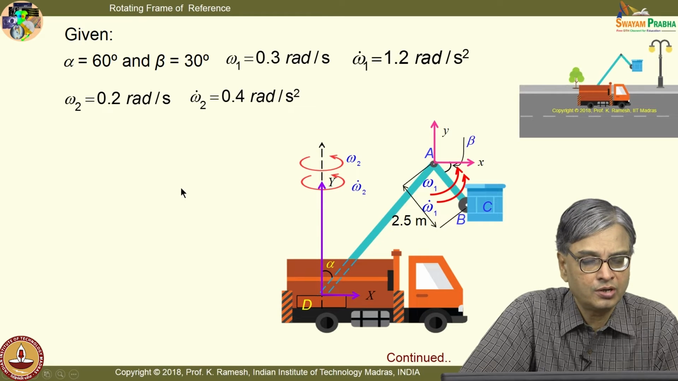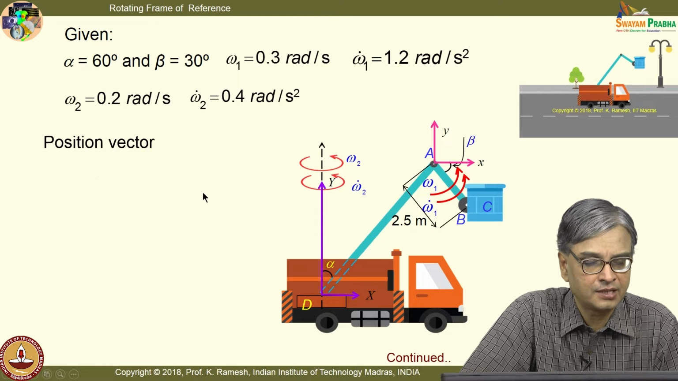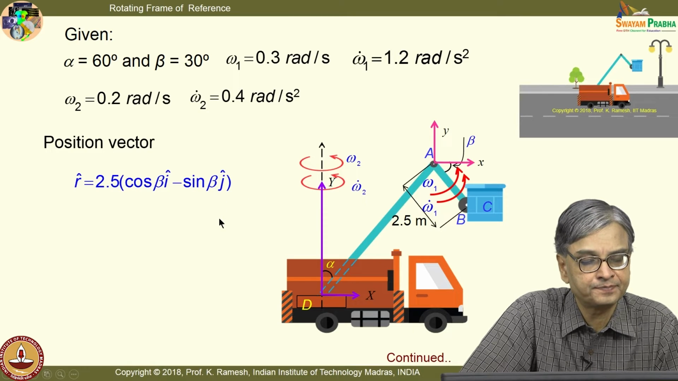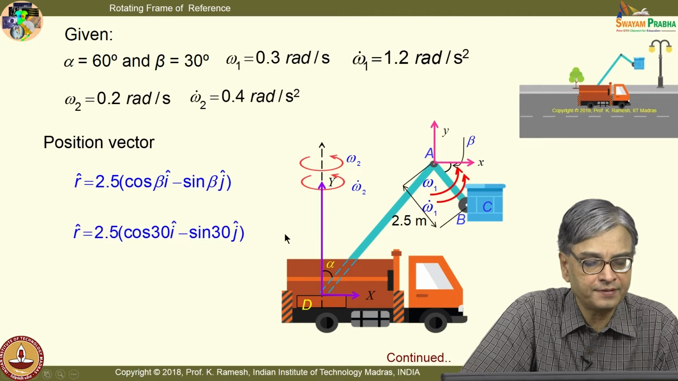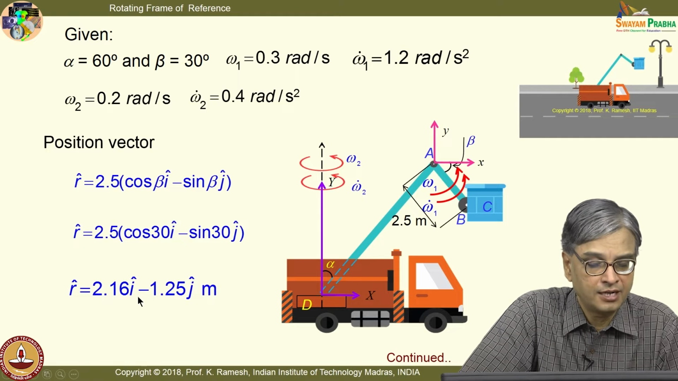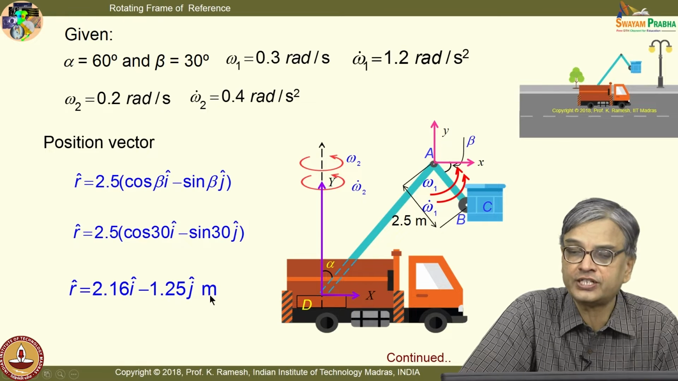So, let us determine the quantities. You have the position vector. This is nothing but 2.5 (cos beta i minus sin beta j). So, when you substitute the quantities and simplify, I get this expression. R is turning out to be 2.16 i minus 1.25 j.